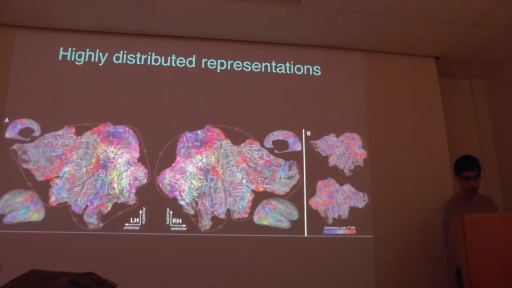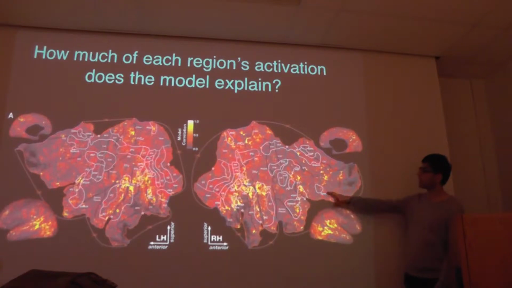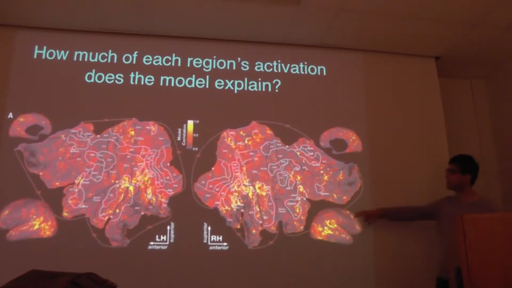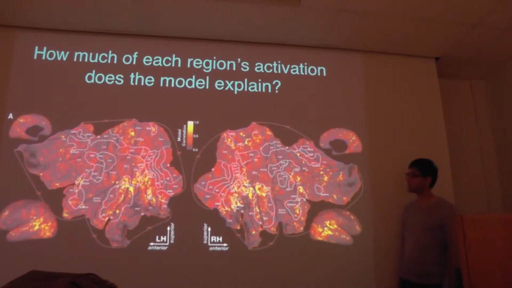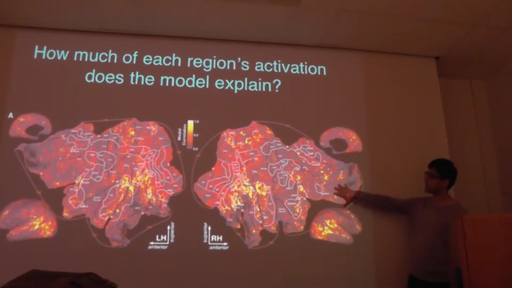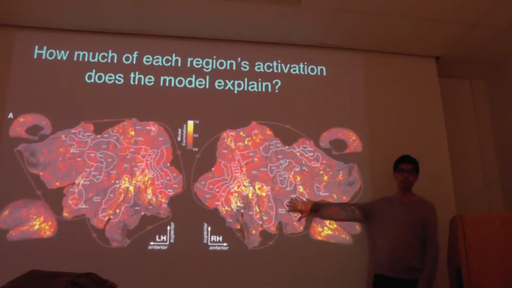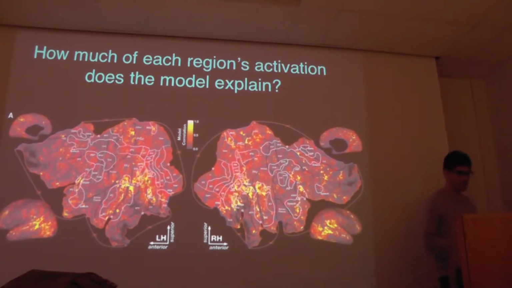Okay, I think I already showed this last time. This is also, I think I showed this picture last time. This is showing the more brightly colored a part of the brain is, the more this model was able to explain it. And probably the key thing to notice is that most of the brain is not brightly colored. Okay? So there's lots and lots of stuff that we can't explain. Which means there's lots and lots of interesting open questions.